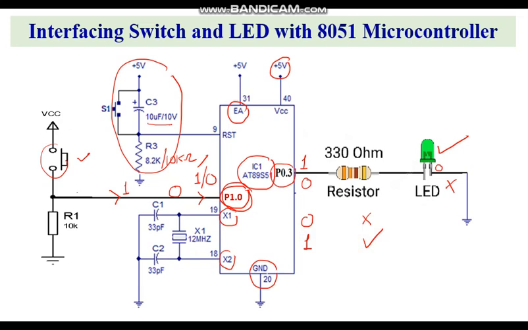Let's see the program. You can see in the program, this is the first line. If you are using IC 8052, then write here REG52.H, and if you are using IC 8051, then it should be REG51.H. So here we have two differences.